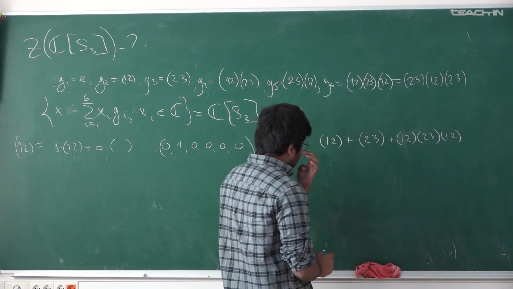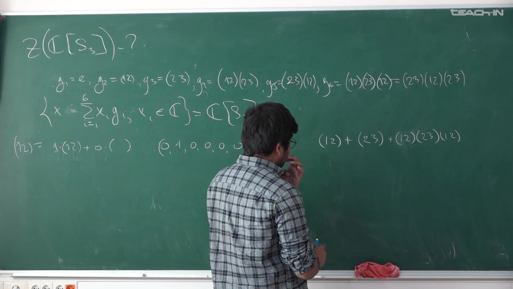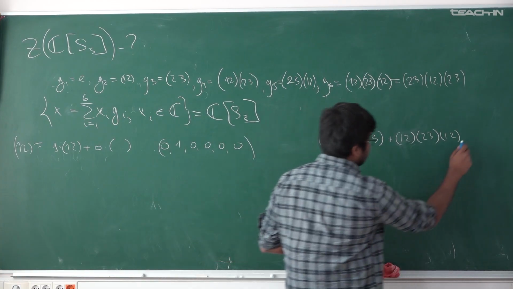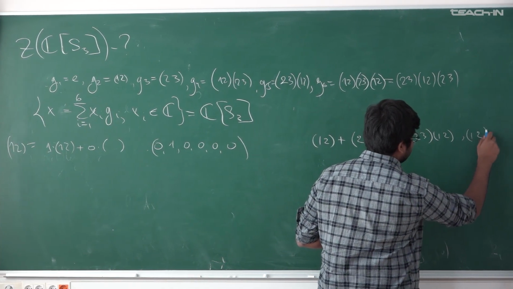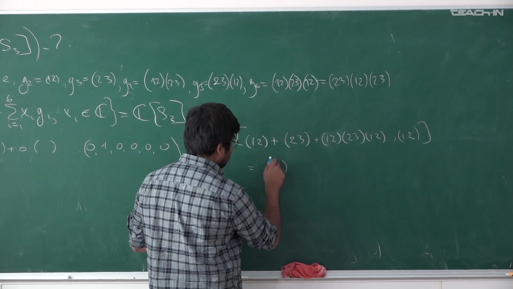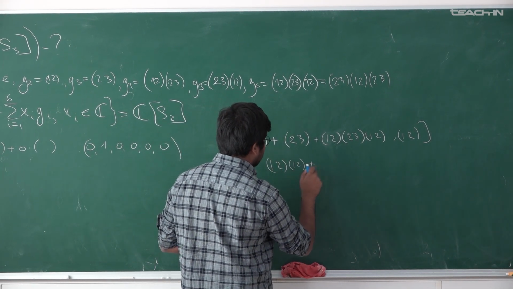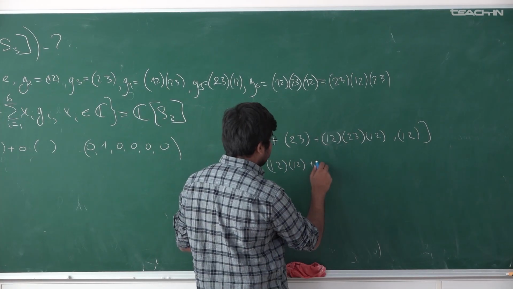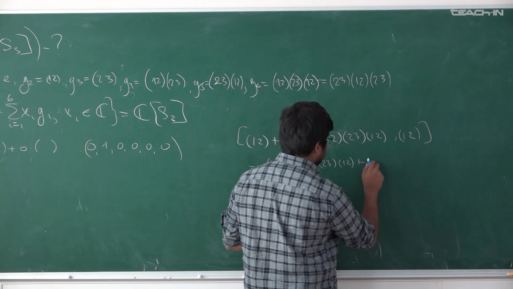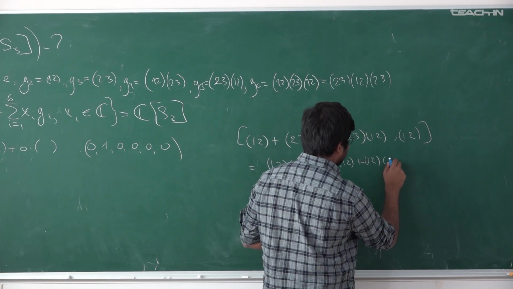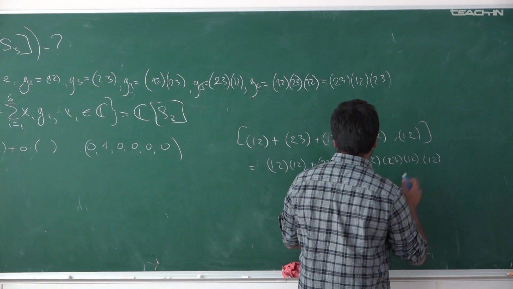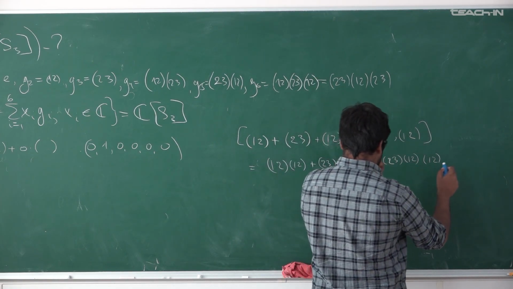So now, if we find the commutator, it will be with 1, 2, 1, 2, right? Something like this, right? We do 1, 2, 1, 2, plus with this 2, 3, 1, 2, plus 1, 2, 2, 3, 1, 2, like this. Very good. Minus.